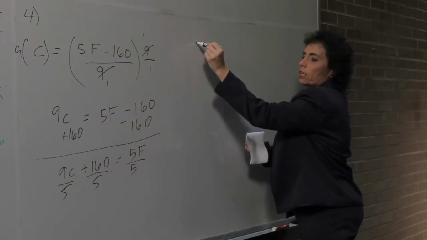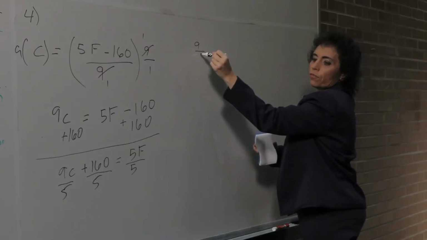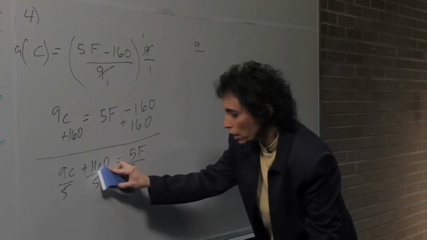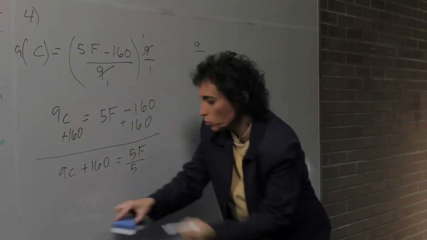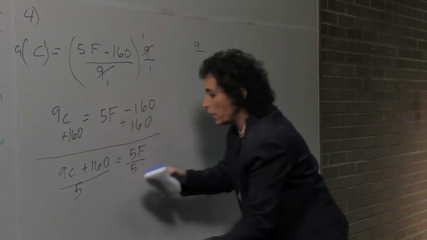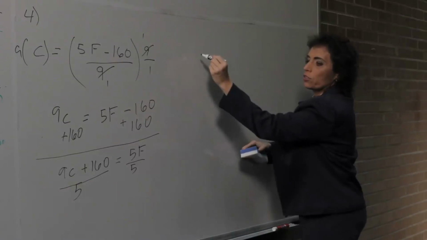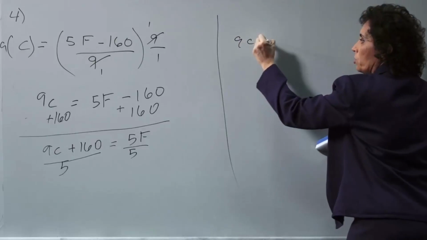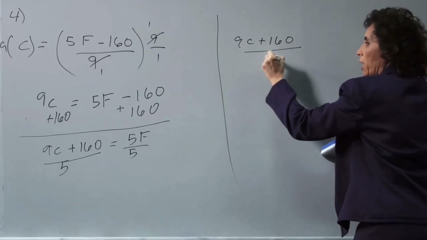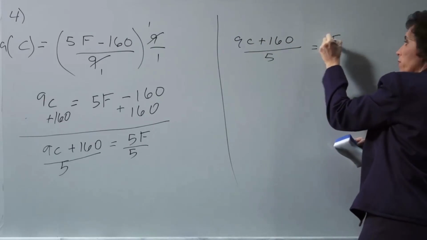And I get 9, well, or even if we did it once, like we did before, either way, it's the same, going to give me the same answer. I could leave it like that. Watch. I could leave this answer like this: 9c plus 160 over 5 equals f. I could leave it like that.